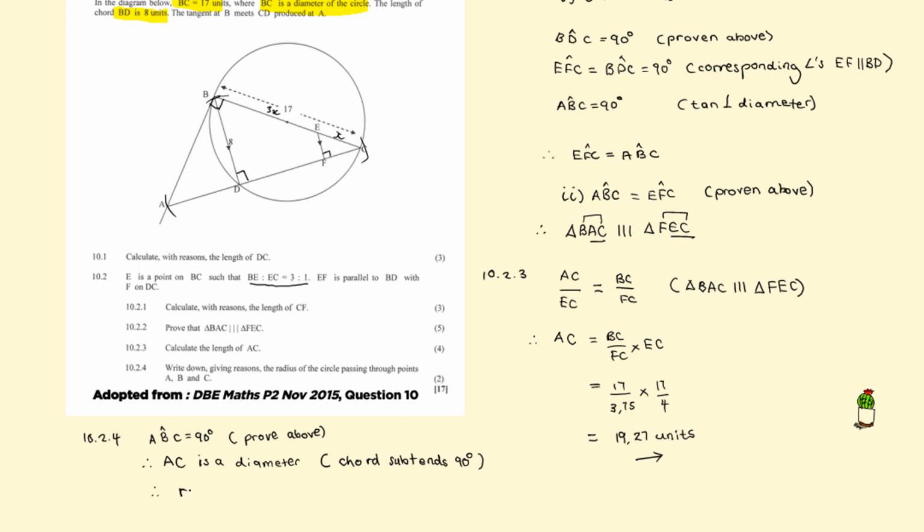Therefore, our radius is going to be equal to AC over 2, which is 19,27 over 2, which works out to 9,63 units. Okay.